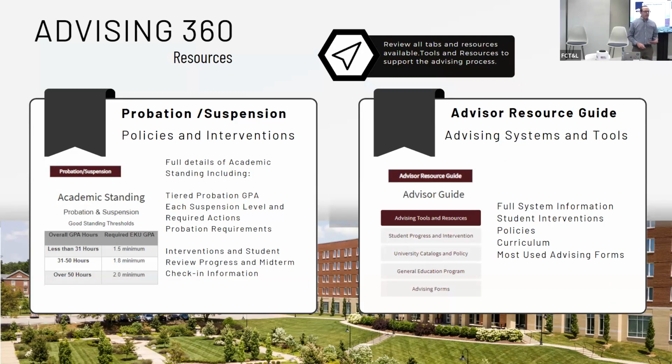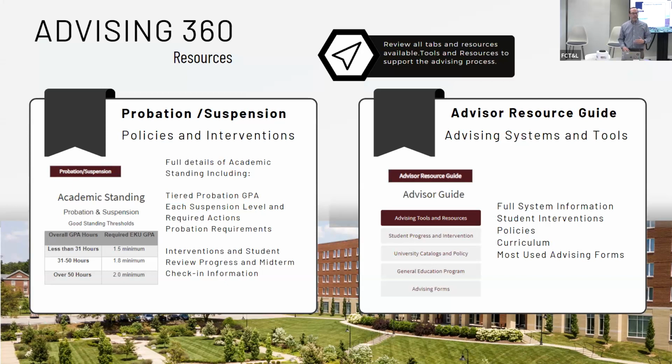Here's that probation suspension screenshot. Again, this is from the registrar's office. It lets you know, as far as that tiered probation, how many hours, the impact, and what GPA is required. There's also a tab with information about interventions. I'm going to talk about progress reports too, but during these important times in the semester, as far as how you follow up with your students, you'll have the information you need to provide that appropriate outreach.